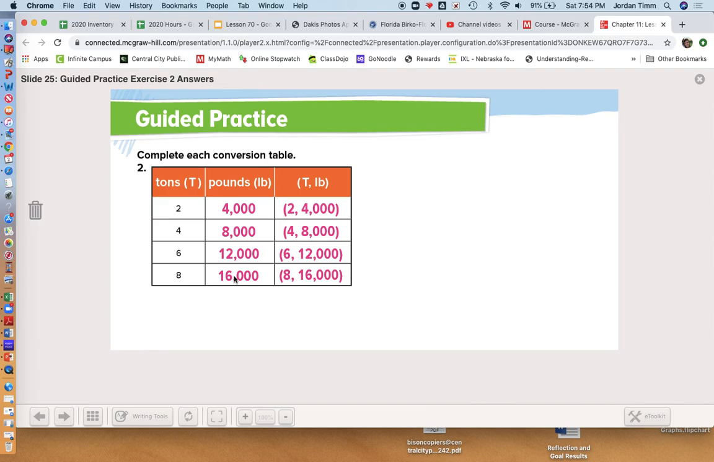If you are orange, you will do numbers 3 through 11 odd, and then 14 and 15. Blue, you will do 4, then 6 through 16. Green, you will do 4, then 9 through 17. Good luck, and let me know if you need anything.